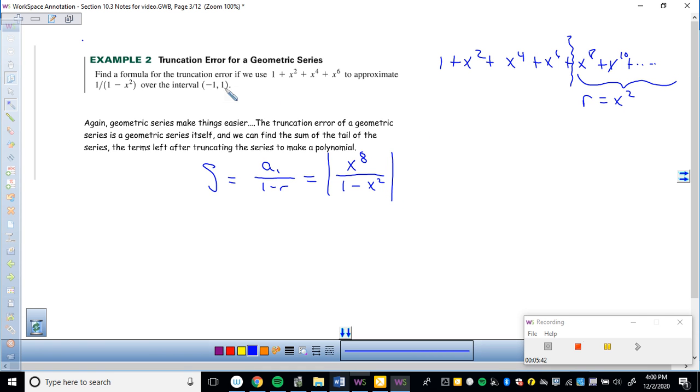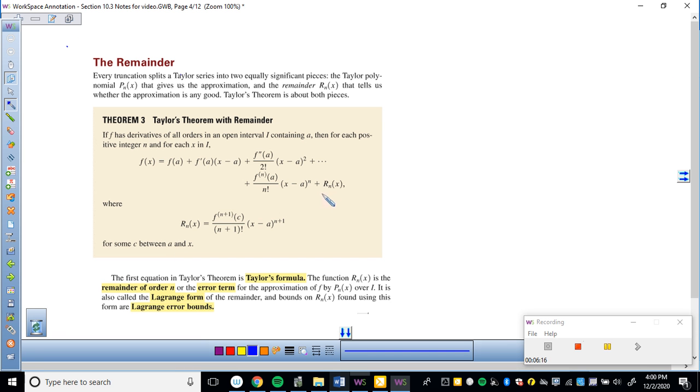So if we were looking at this series at x equals 0.5, our approximation would be 1 plus 0.5 squared plus 0.5 to the 4th plus 0.5 to the 6th. And then our error would be 0.5 to the 8th over 1 minus 0.5 squared. And again, we can only do this when it is a geometric series, because that's the only type of series that this summation formula works for. This idea of the tail helps us figure out the error that we are introducing by truncating a series. That tail is also called the remainder.